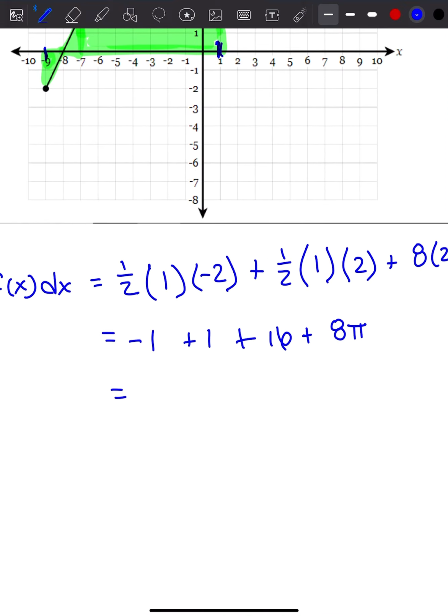So our 1 and -1 cancel each other out, so this leaves us with 16 plus 8 pi. This is as simple of a form that we can get, so we're going to leave it as 16 plus 8 pi. The only reason why we would do it a little bit more is if we put it into a calculator and got a decimal answer, but that would be approximating it anyways. So 16 plus 8 pi is what we're going to leave it at.